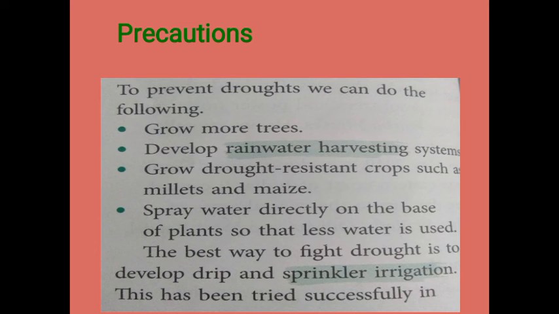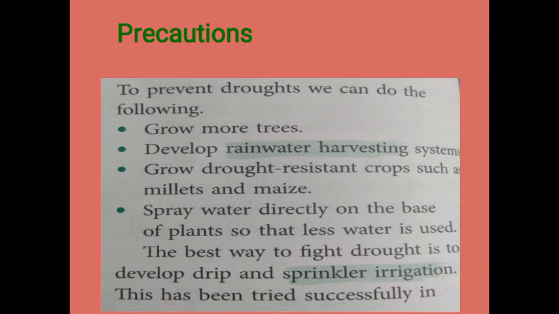The best way to fight drought is to develop drip and sprinkler irrigation. What is sprinkler irrigation? Sprinkler irrigation is a type of irrigation that waters the plants like rain, like a shower. This has been tried successfully in many areas of Punjab, Haryana, Maharashtra, Rajasthan, Madhya Pradesh and Uttar Pradesh.